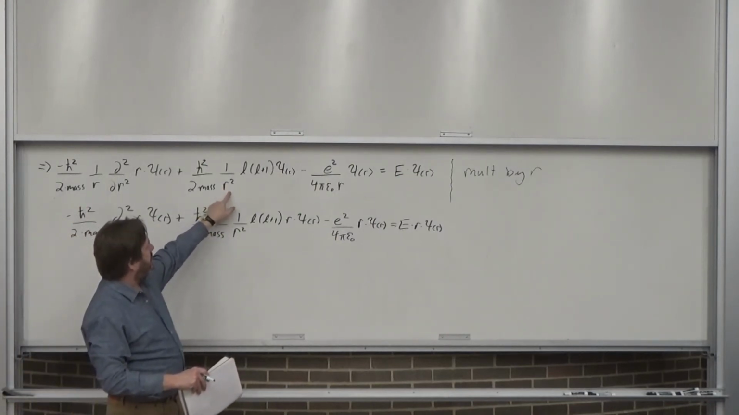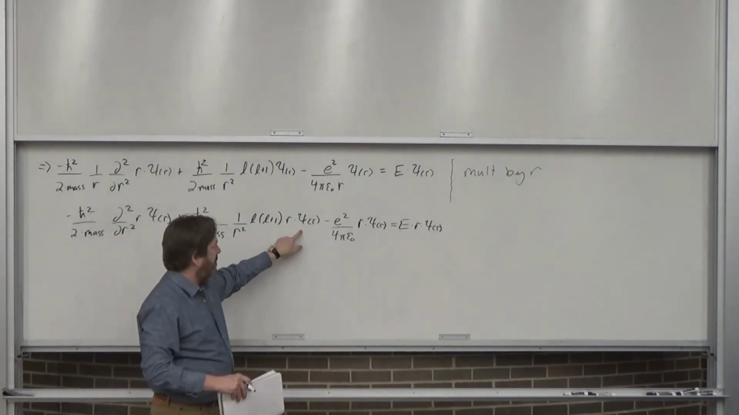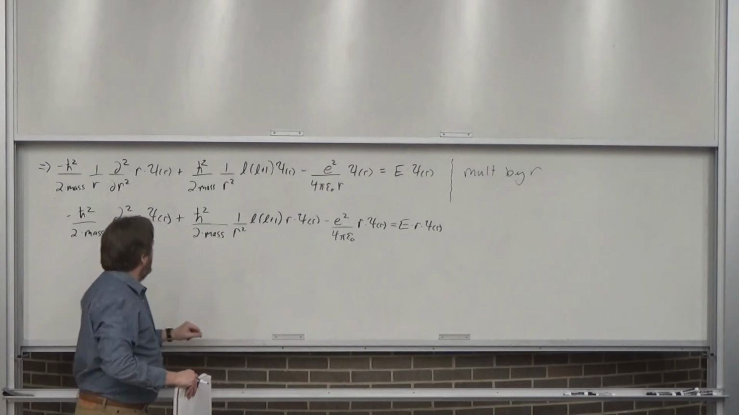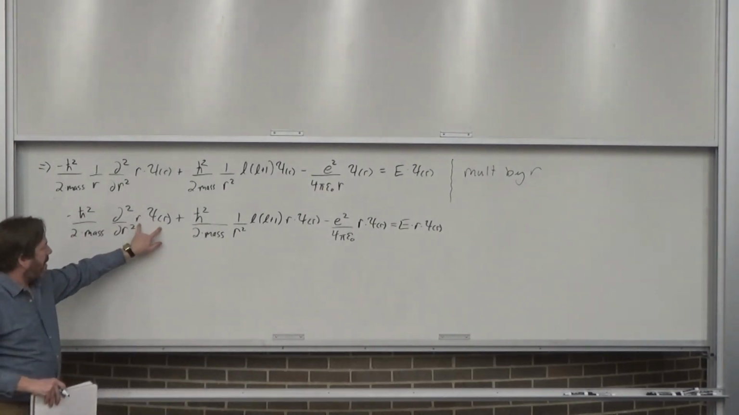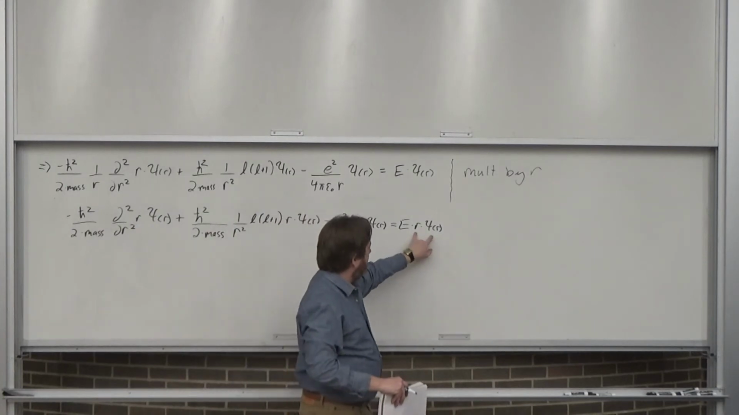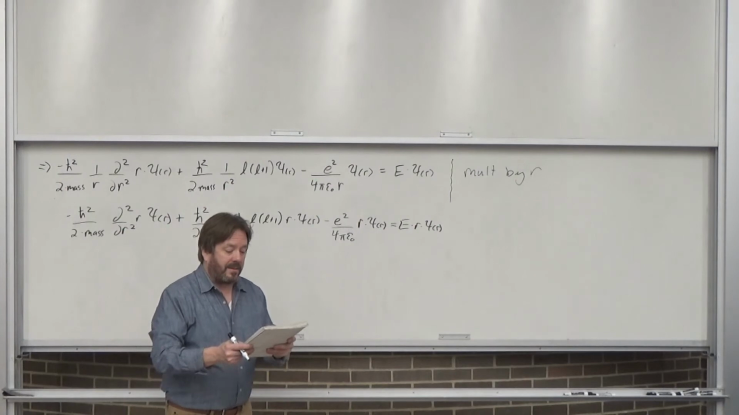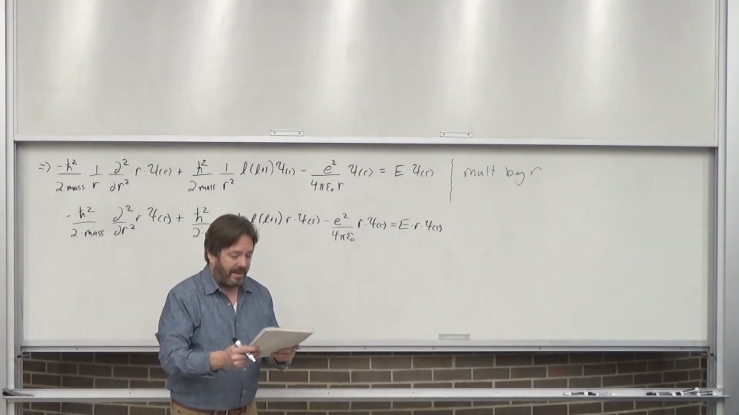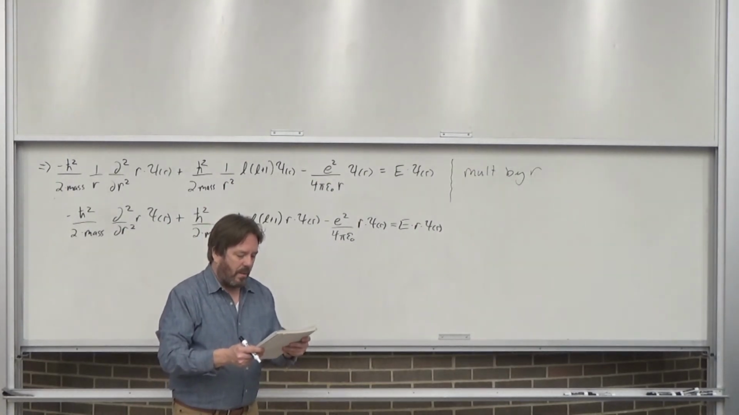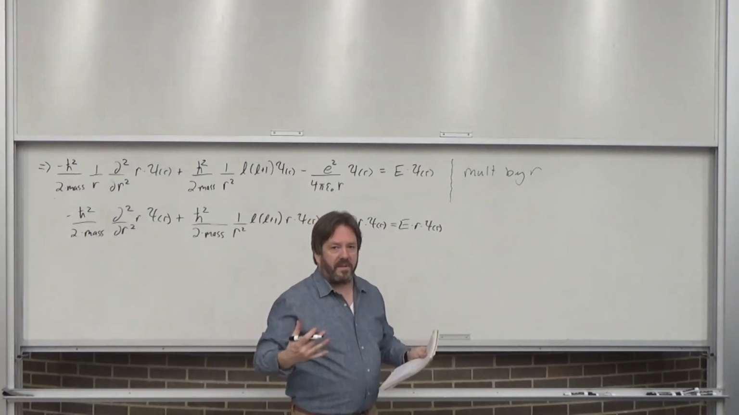I did something a little strange here. Instead of just making this 1 over r squared into 1 over r, I kept it and put an r in front of the wave function. Why did I do that? Because here I have r times the wave function, r times the wave function, r times the wave function, r times the wave function. I wanted to keep it that way because that makes finding the solution a lot easier. So that's why I did that. Now we're going to have to start talking about short versus long distances.